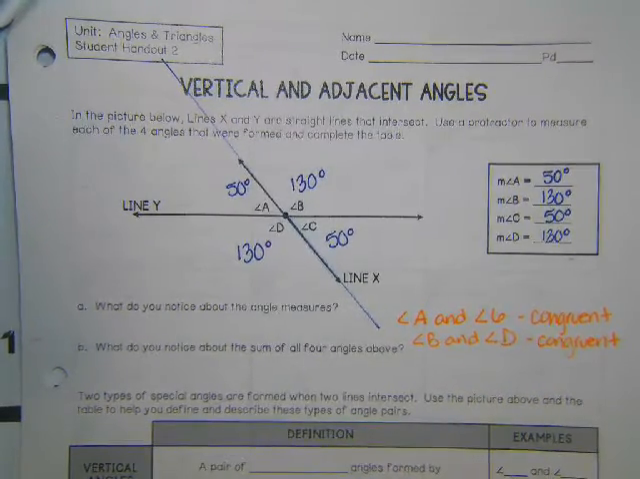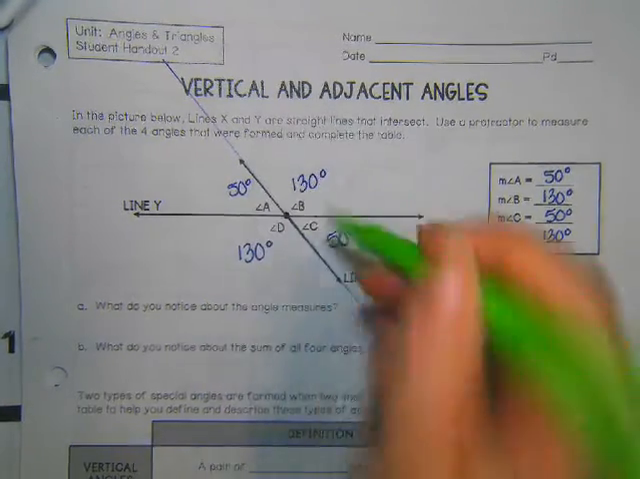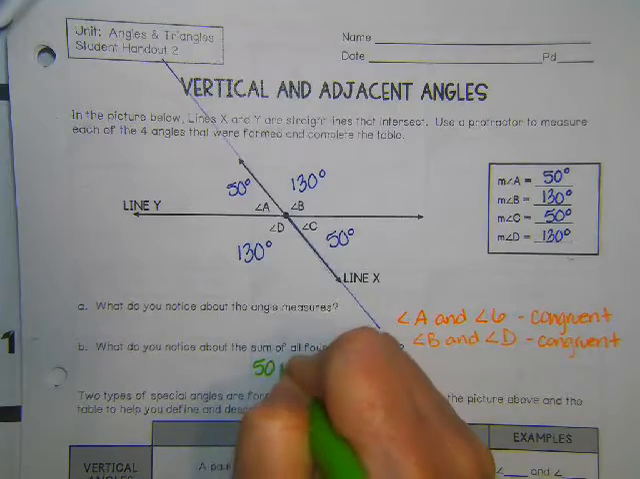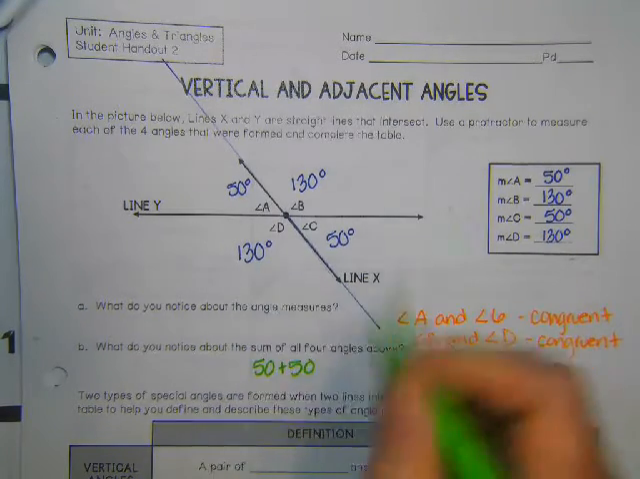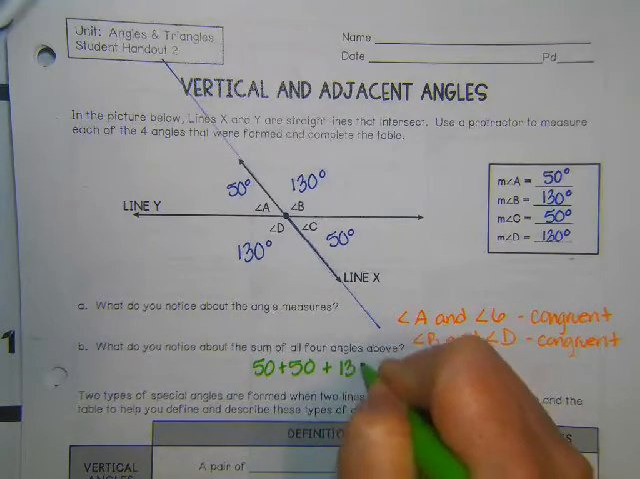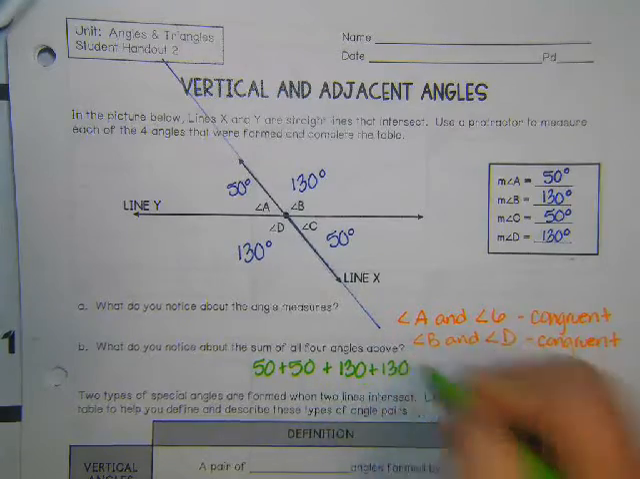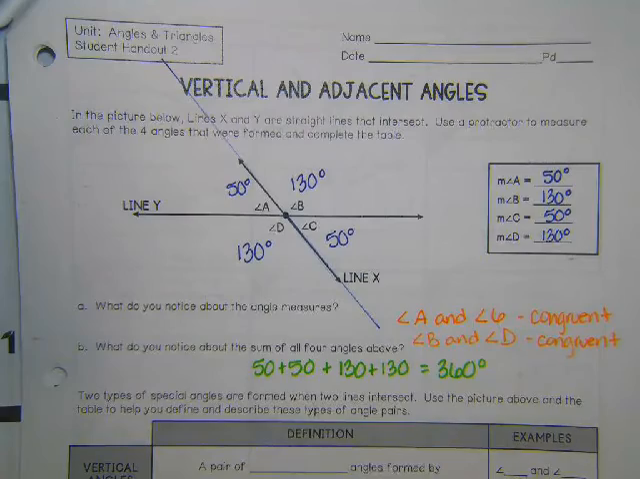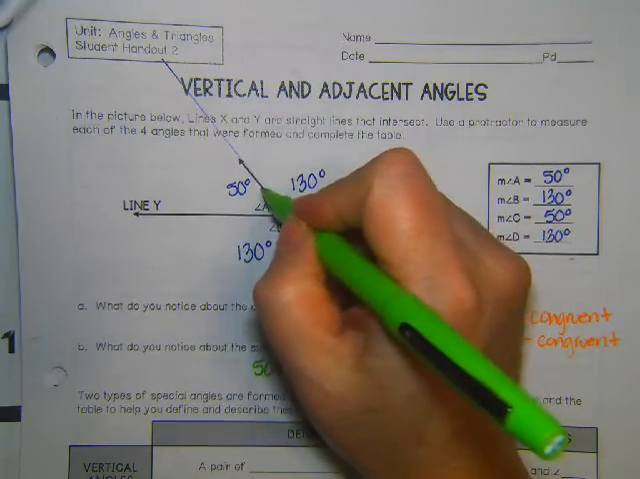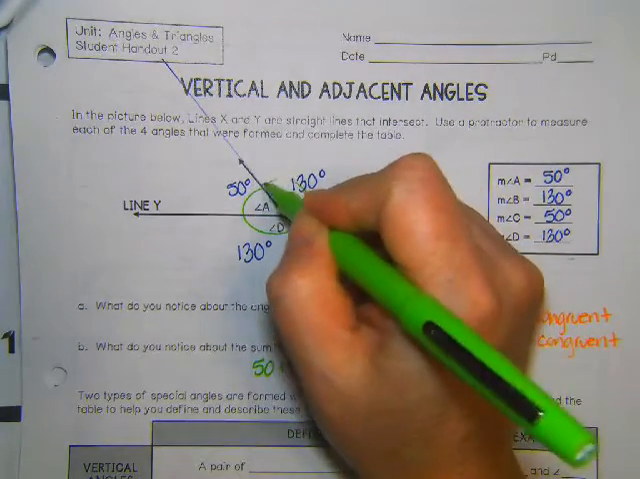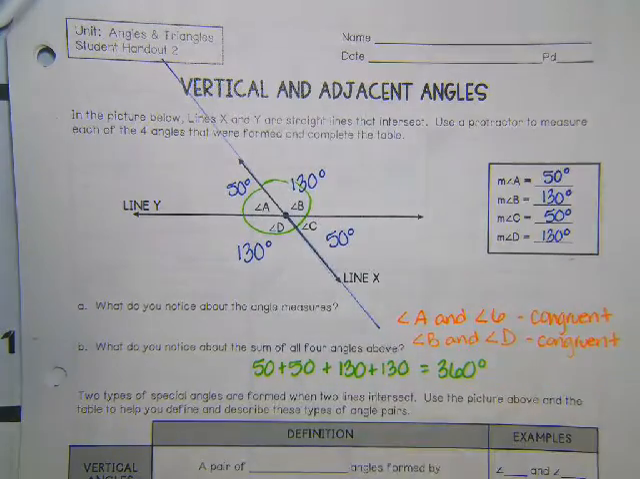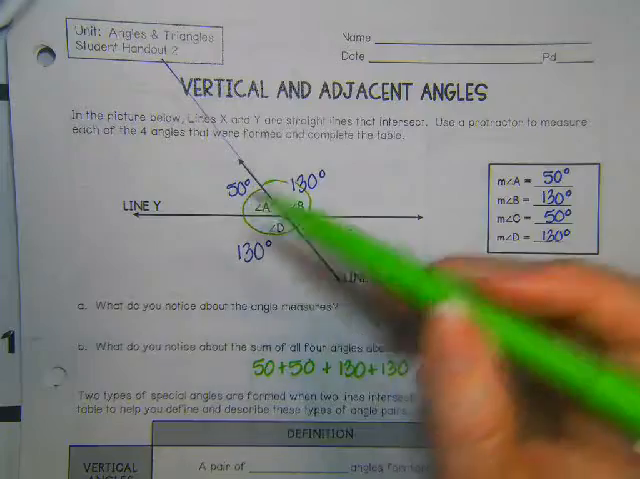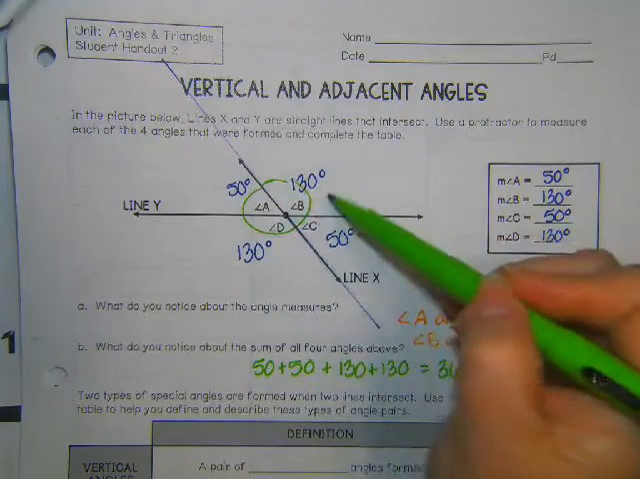What do you notice about the sum of all four angles? So if I were to take these and add them, 50 plus 50 is 100. 130 plus 130 is 260, so that gives me a total of 360 degrees. And any time that you go around a circle like that, or it forms a circle, it should equal 360 degrees.